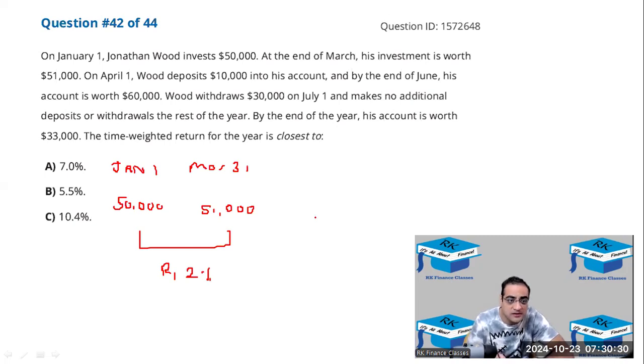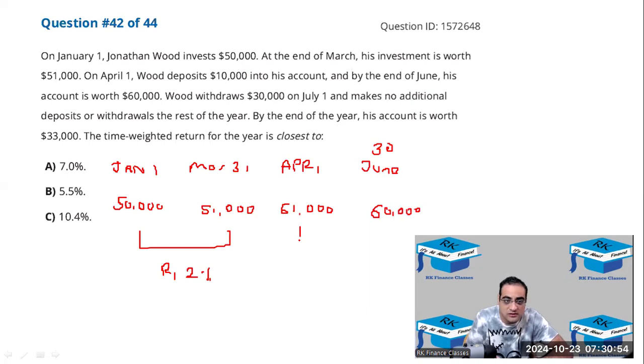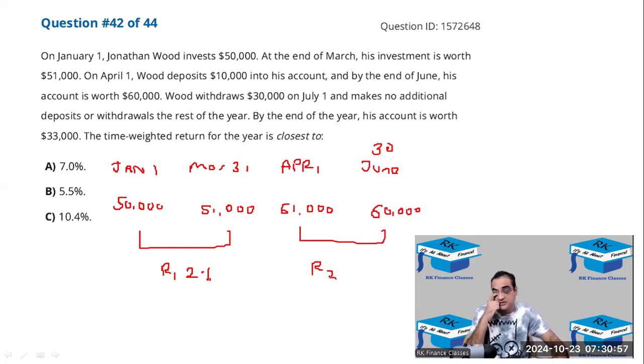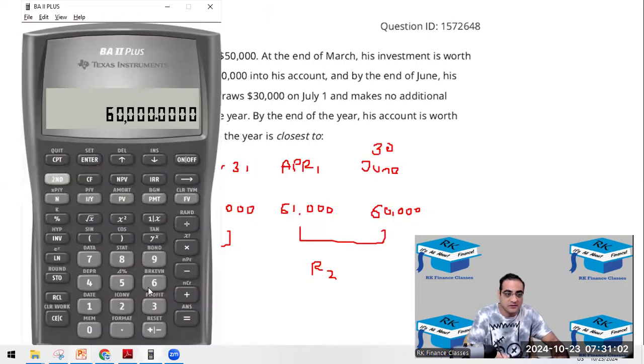Now what has happened is on April 1st, he has deposited 10,000. So on April 1st, he is going to have 61,000. तो 51,000 ऑलरेडी था और उसने 10,000 और डिपॉजिट कर दिया, so that becomes 61,000. And by the end of June, that is June 30th, it has become, unfortunately, less, 60,000. यहाँ पे लॉस हो गया. Let's calculate the returns. R2 is 60 minus 61 upon 61. So 60,000 ending minus beginning divided by beginning. So that is minus 1.64% return.